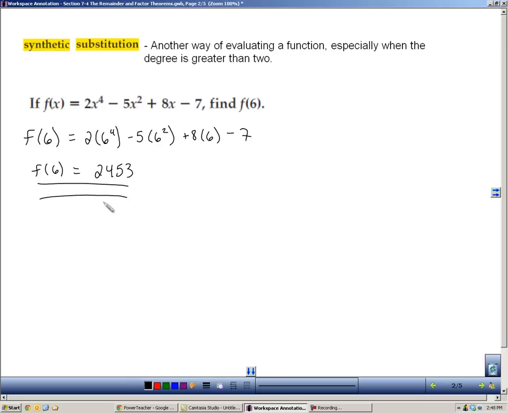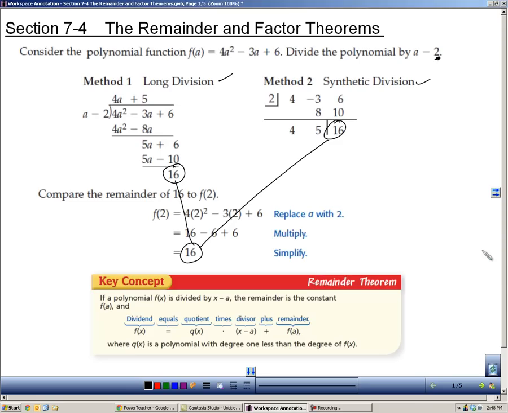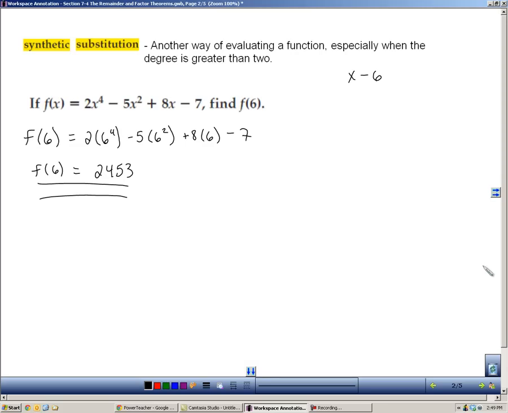Now we're going to compare that value with the new substitution that I'm about to show you, which is called synthetic substitution. So if we want to find f of 6, we basically want to pretend as if we're going to divide my polynomial by x minus 6. Because remember back here when we looked at this case, dividing by a minus 2 was the same as plugging a 2 into the function. So plugging a 6 into the function is the same as dividing this by x minus 6.